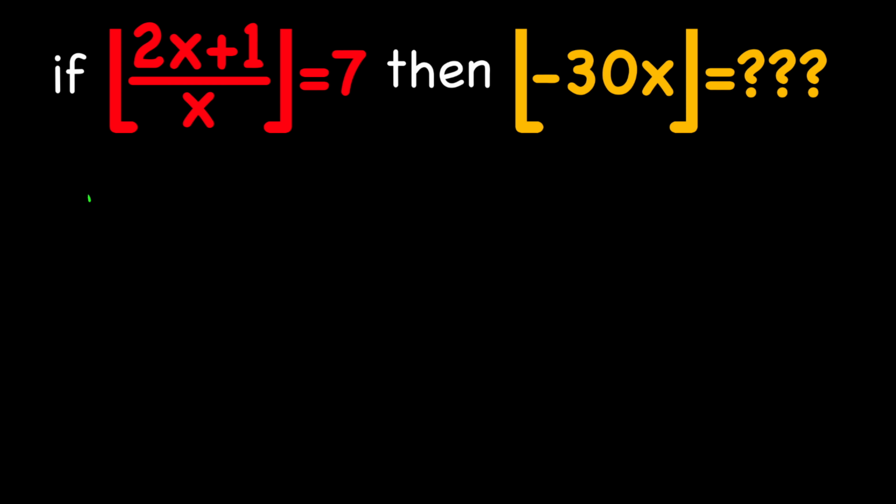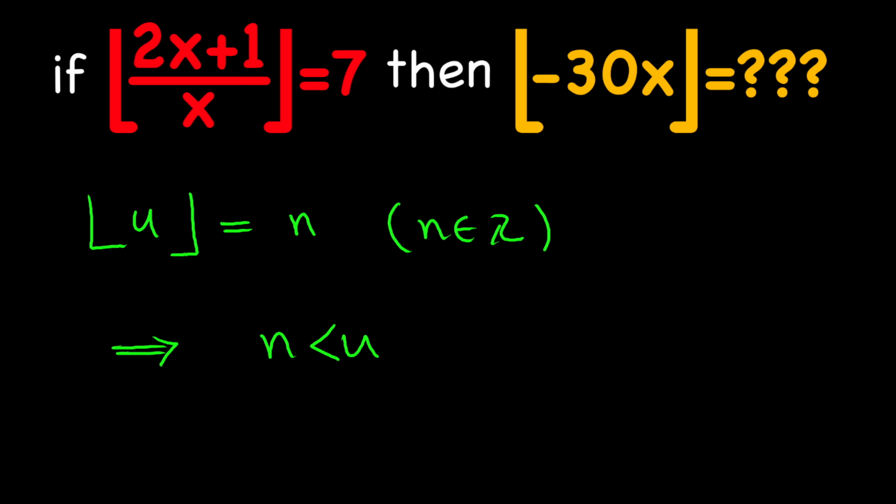Let's say that we have the floor of something like u, and it is equal to some integer like n. So n is an integer. The definition of the floor function implies that u lies between n and n plus 1, and we have the equality here because u can equal n. Another definition of the floor function states that the floor function gives us the greatest integer that is less than or equal to the number inside of the floor signs, which means that n is the greatest integer that is less than or equal to u. So knowing these definitions is necessary for solving our problem.